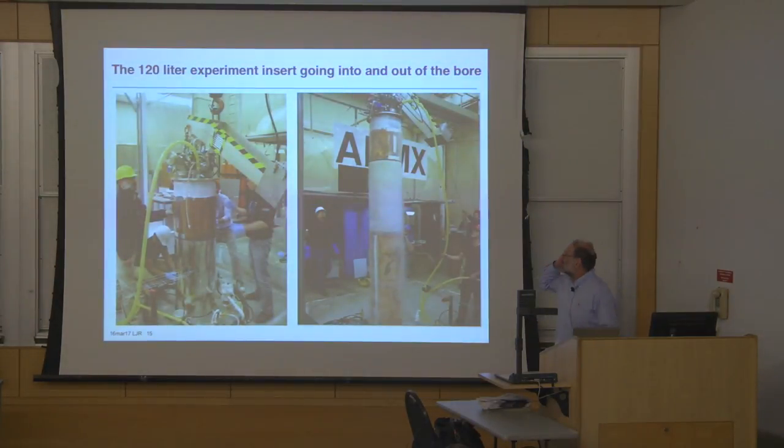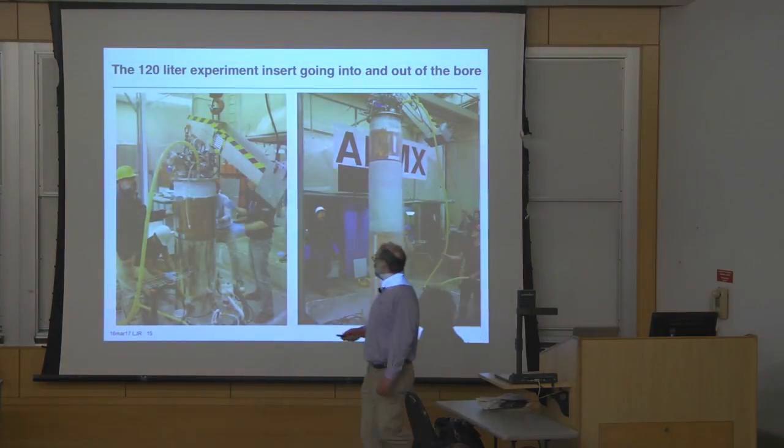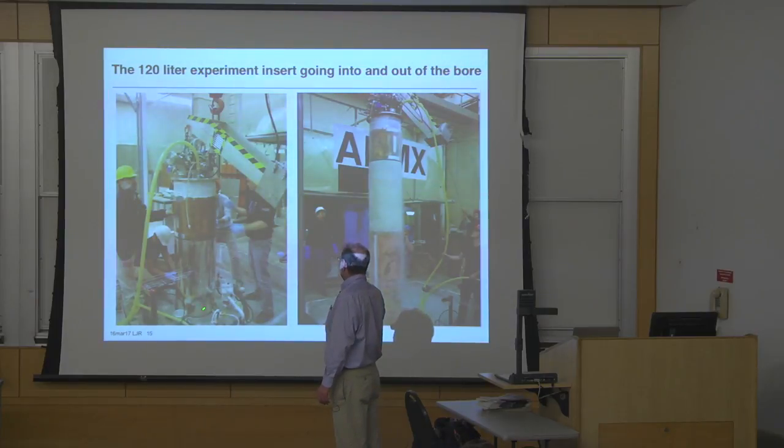This is a picture of the experiment going in and out of the bore. Here's it going into the magnet bore. You don't really see much here. Here's the top plate of the cavity, and the real estate is pretty packed up on top. And all you see here are thermal shields and a helium reservoir.